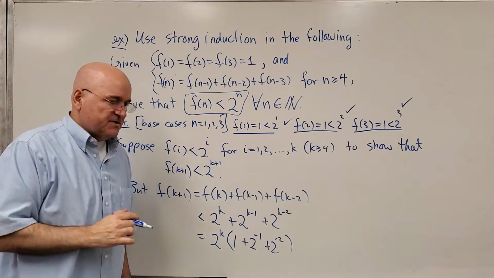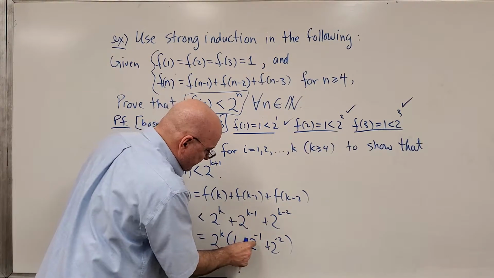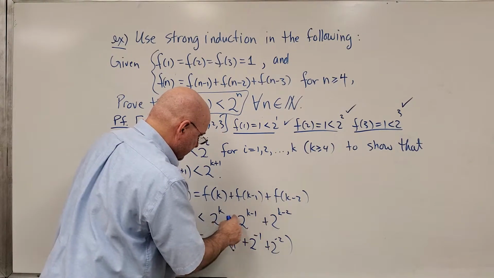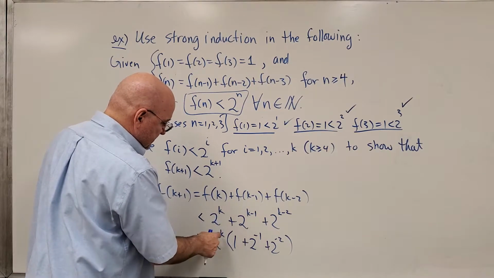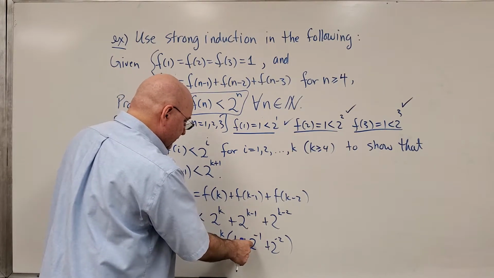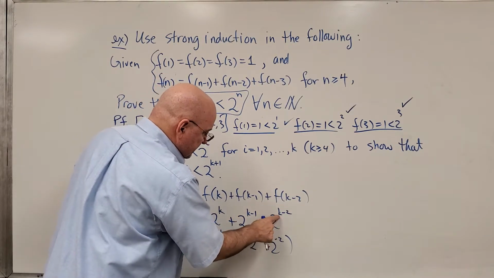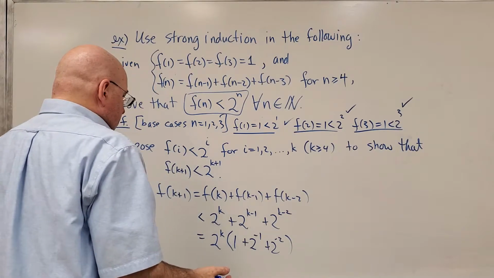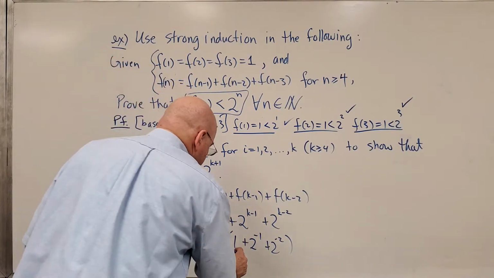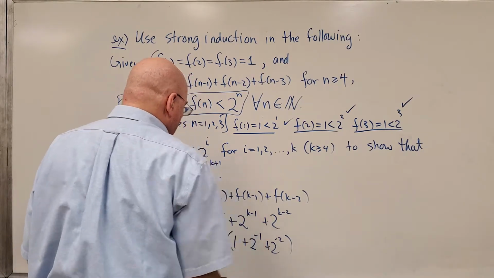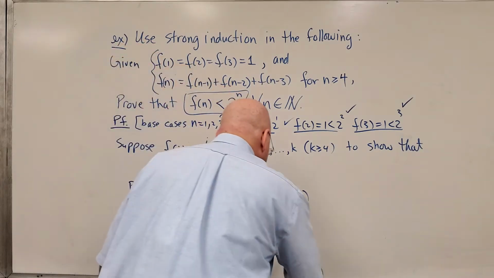If you're not convinced, just use the distributive property here to make sure when you multiply through by the 2 to the k, you get this. For example, 2 to the k times 1 gives you that. 2 to the k times 2 to the negative 1, add the exponents, you get 2 to the k minus 1. Add these exponents and you get k minus 2. But we actually know what those numbers are, right? This turns out to be 1 plus a half plus a fourth, 7/4.